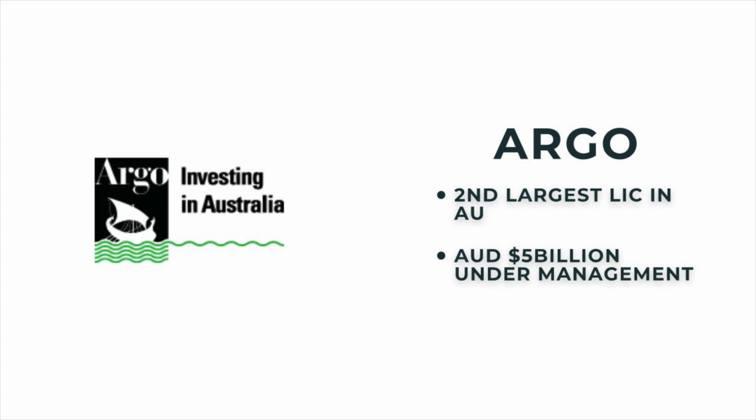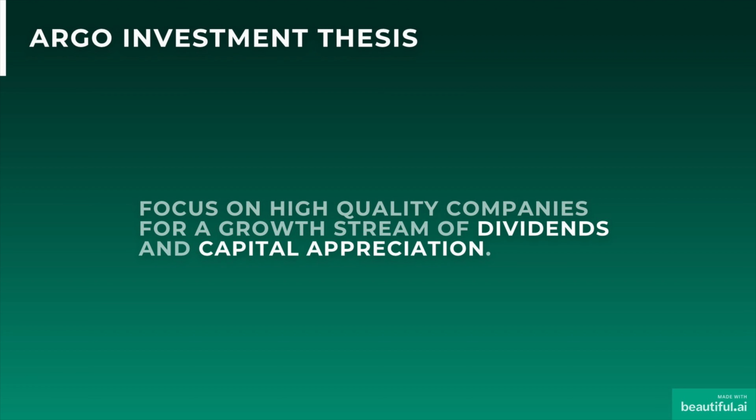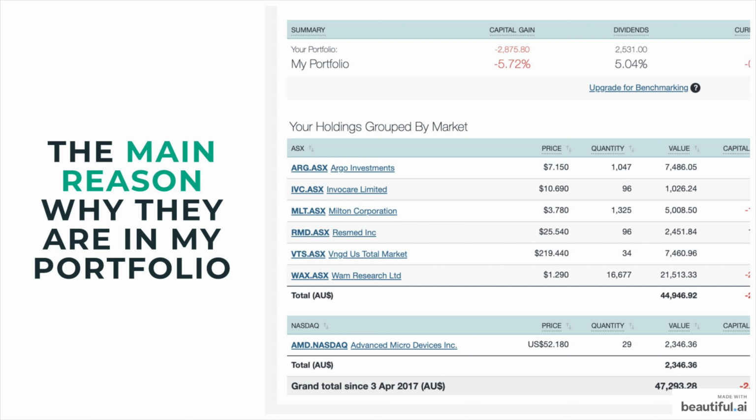So Argo is the second largest listed investment company in Australia with over $5 billion in funds under management. Now, if you want to read their investment objective, feel free to visit their website. But their investment thesis is centered around high quality companies for a growing stream of dividends and capital appreciation. So that investment thesis is one of the main reasons why they are in my portfolio, because it just aligns with how I want to invest my money, especially focusing around a growing stream of income.